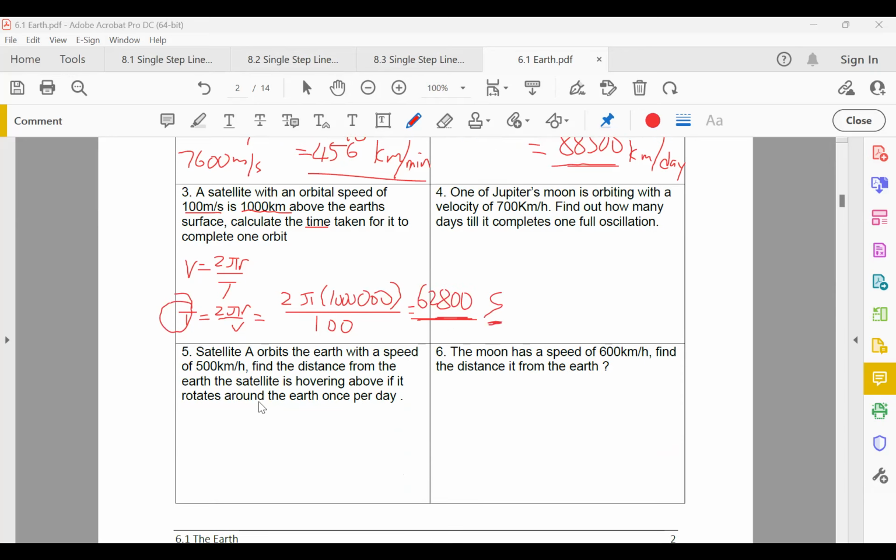Okay, then finally, the last question, question number 5. 500 km per hour is obviously a velocity. Once per day is obviously a time. And they're asking you to find the radius, the distance from Earth. So V equals 2 pi r over t once again. You're supposed to find r, so V times t over 2 pi equals your r. In this case, it will be 500 multiplied by your time, which is per day, so it's 24 hours.